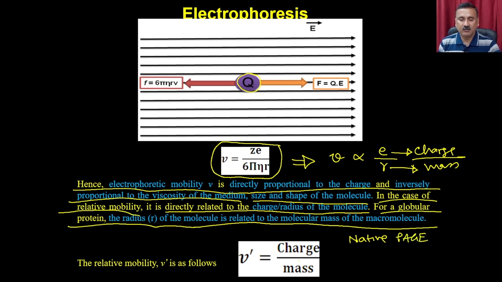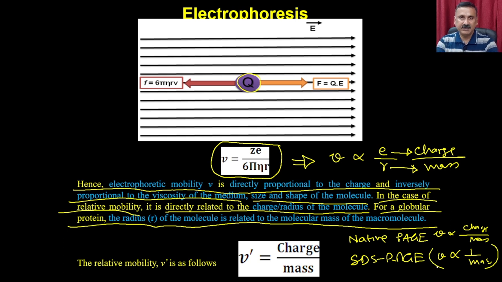The other mode is when you neutralize the charge present on the protein, and that is called SDS-PAGE. The difference between SDS-PAGE and native PAGE is that in native PAGE the electrophoretic mobility is directly proportional to the charge by mass, whereas in SDS-PAGE the electrophoretic mobility is inversely proportional to the mass, because you have already nullified the charge.